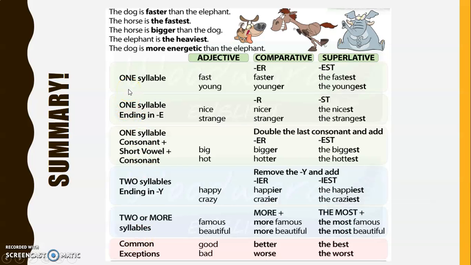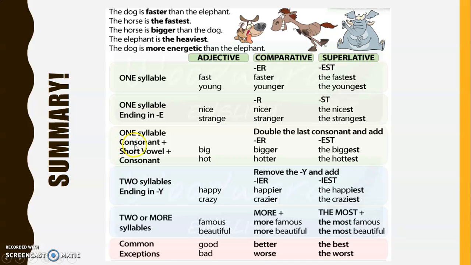So, or spelling rules. For one syllable, the majority, and in comparative, we add ER, and in superlative, EST. Por ejemplo, young, younger, the youngest. If it is a one-syllable adjective ending in E, for example, nice, we add R or ST. Nicer, the nicest. Si terminan en E, agregamos solamente la R y la ST.